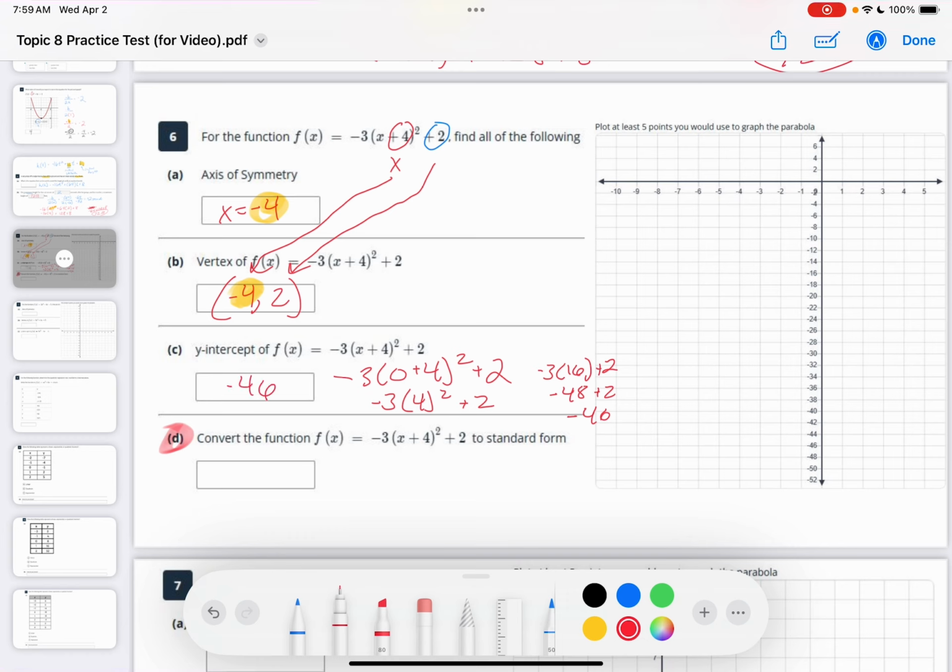Now, we're going to double check that here in a second because we'll do standard form. So to do standard form, what I need to do is I need to first expand this part out. So I will show that using a box. x plus 4, that's x squared, 4x, 4x, and 16. Which means I've got negative 3 times (x squared plus 8x plus 16). And then plus 2.